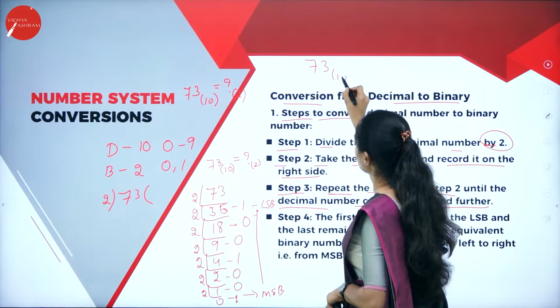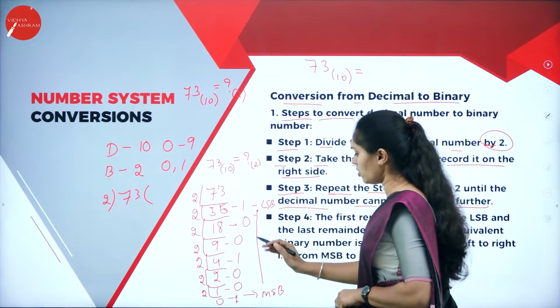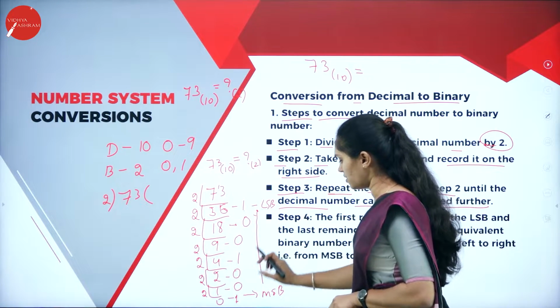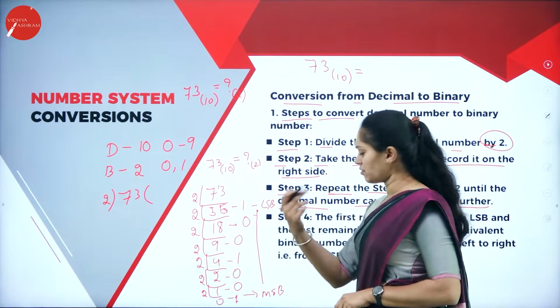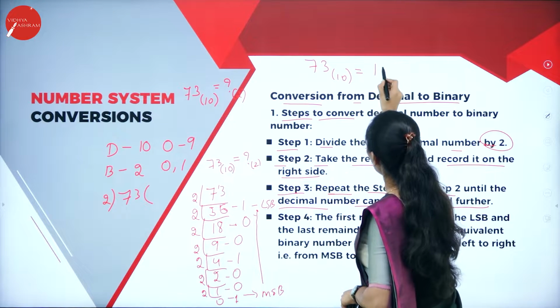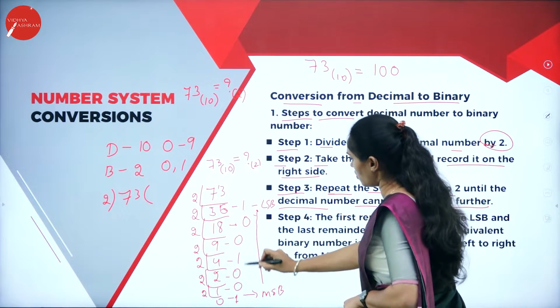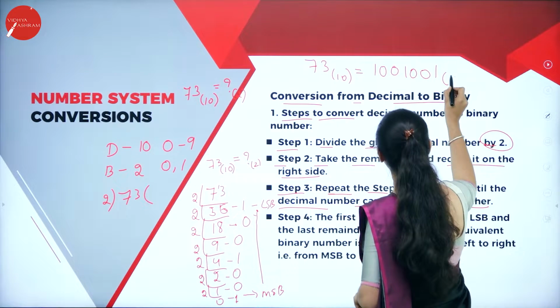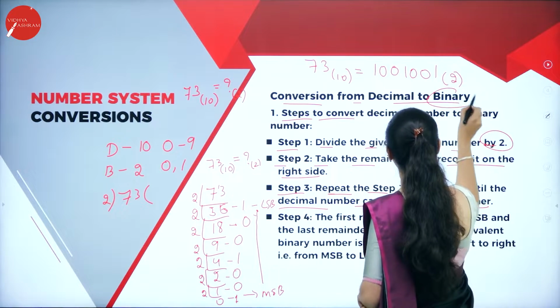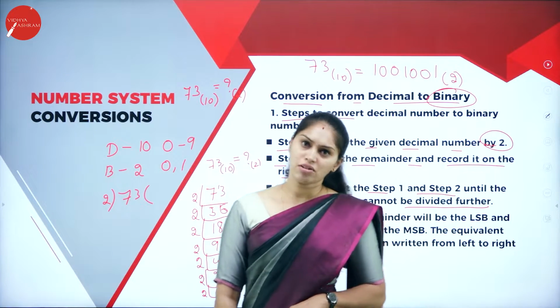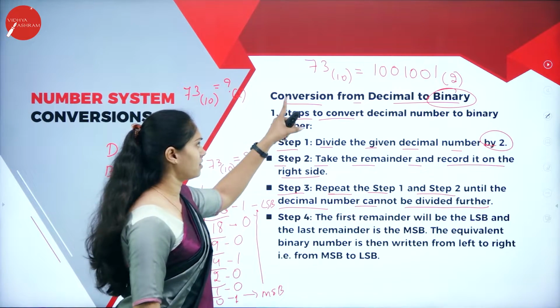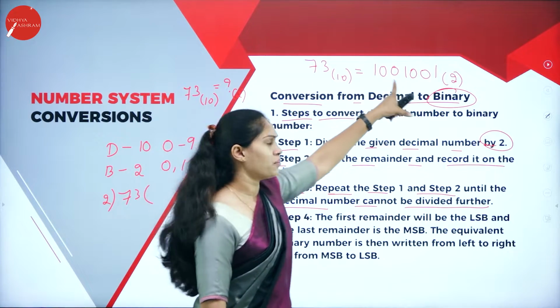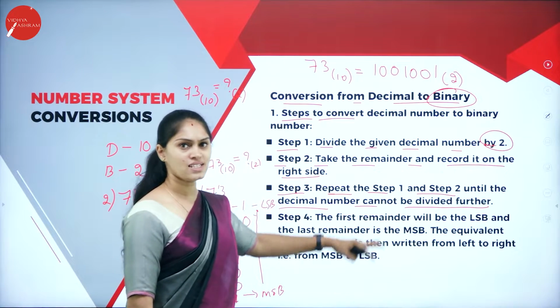73 base 10 has been converted into binary. From here to here, from MSB to LSB, you have to write. So tell me the value here, 1 0 0 1 0 0 1. So what is the base of binary? That is 2. Okay, we have converted a number 73 which is decimal to binary by making use of all these steps.